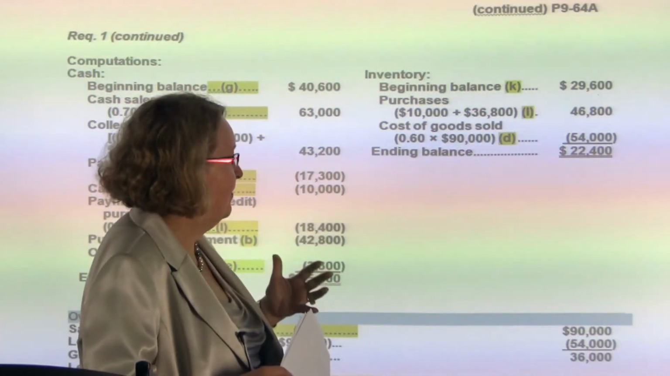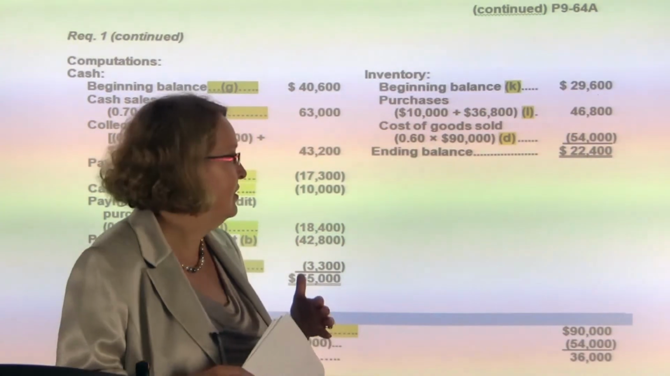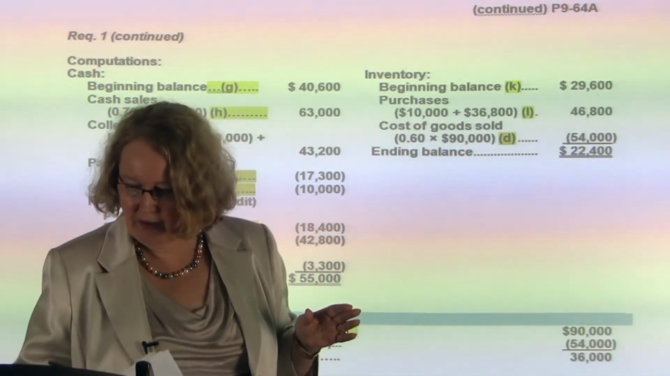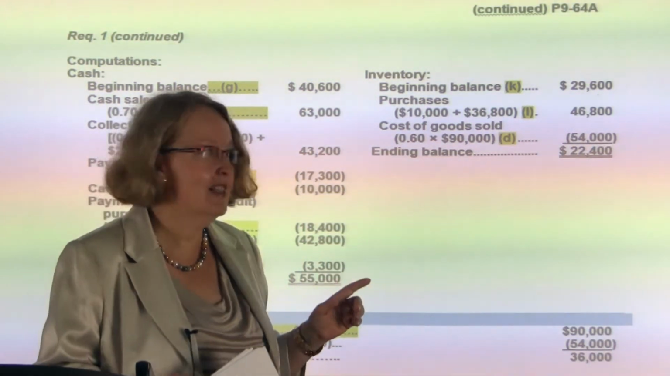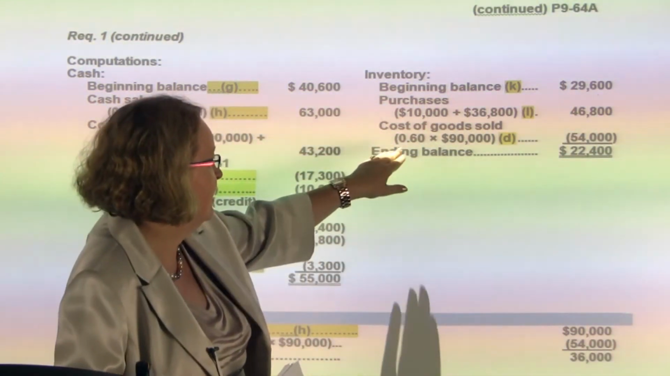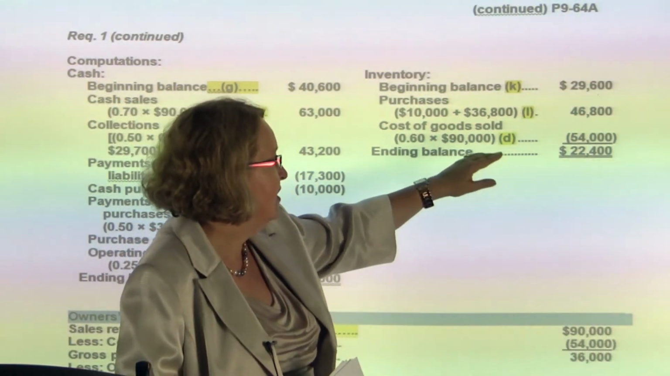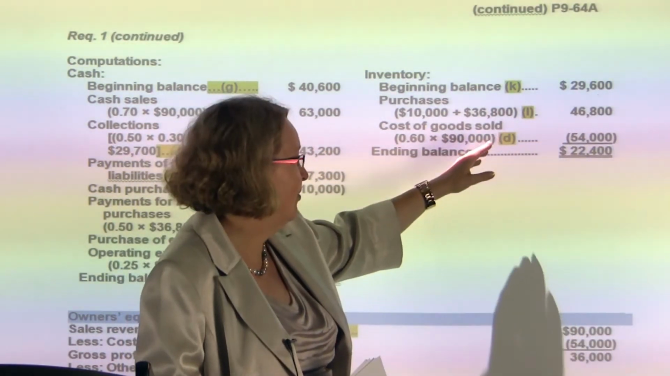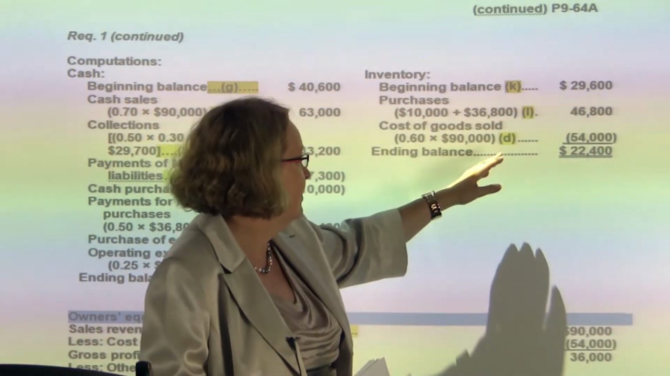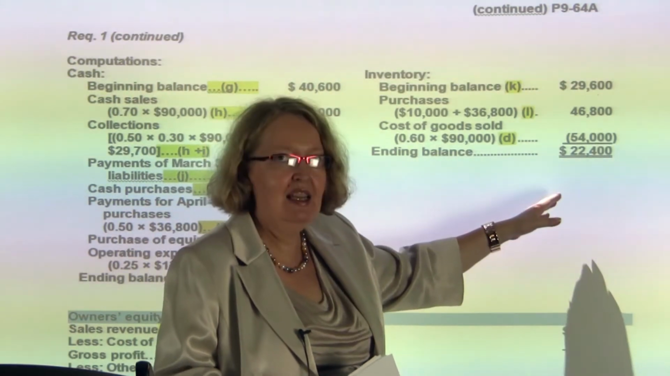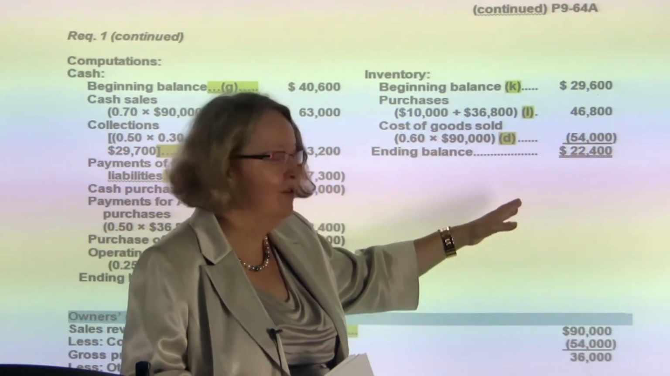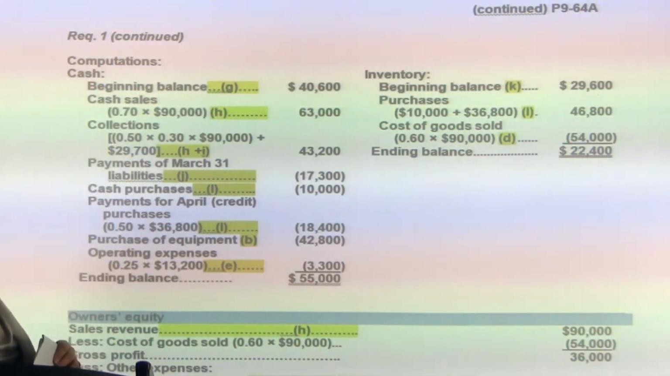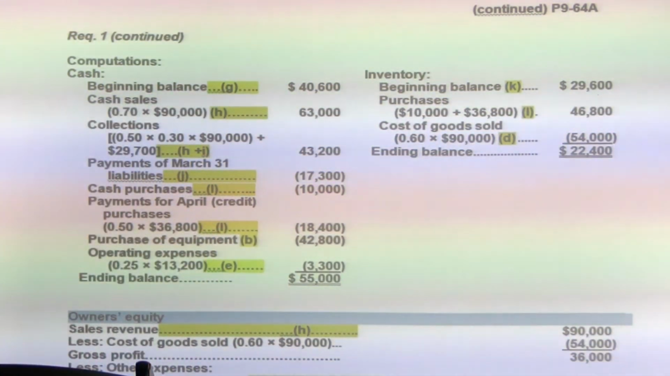So how much of that did you use during the year? Your cost of goods sold is from Part D, and you're told that your cost of goods sold is equal to 60% of sales. So 60% of 90,000 is 54,000. So you started off with 29,600, you bought 46,800, you sold $54,000 worth. That means your ending inventory balance is 22,400. Now the final schedule that we have to complete here is your owner's equity.